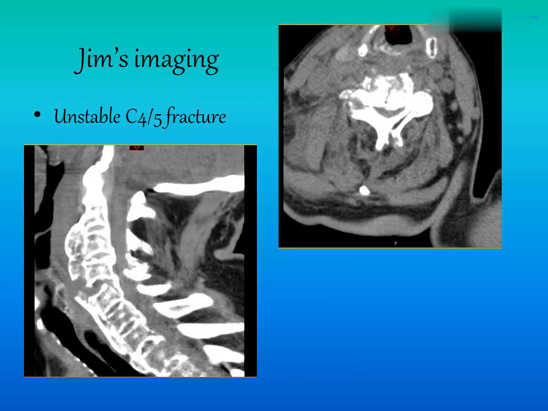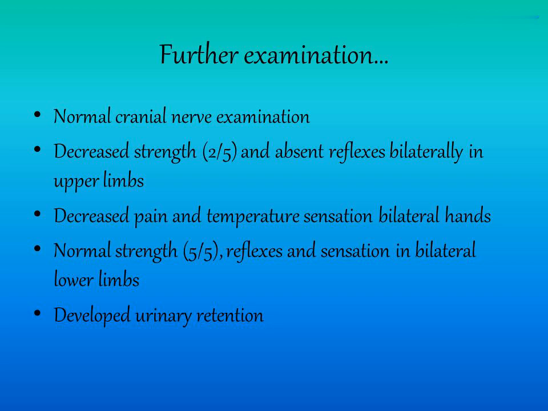Jim's imaging shows an unstable C4/5 fracture. Further examination: normal cranial nerve examination. Decreased strength, 2/5, and absent reflexes bilaterally in the upper limbs. Decreased pain and temperature sensation in both hands. Normal strength, 5/5, reflexes and sensation in both lower limbs.